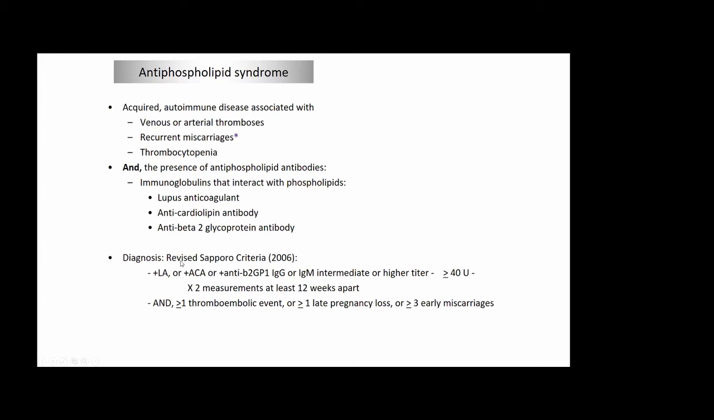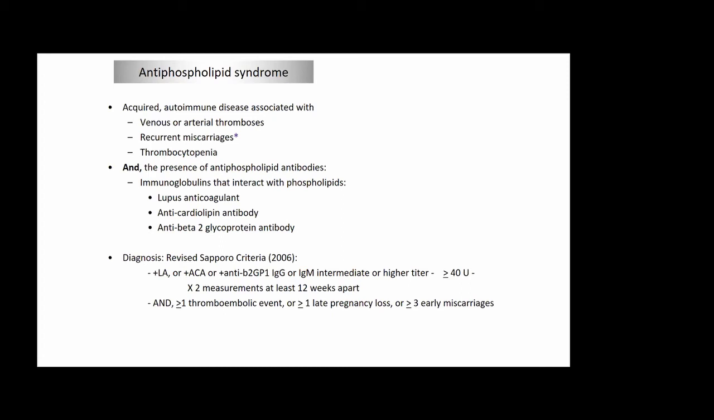And so according to the revised Sapporo criteria, the antibodies which will fulfill the diagnostic criteria are the lupus anticoagulant or anticardiolipin antibodies, IgG or IgM, or anti-beta-2 glycoprotein 1, IgG or IgM, at a titer of minimum of 40 units and measured and positive twice, at least 12 weeks apart. And this magical number 12 comes from the fact that most antibodies circulate in our body between about 2 and 12 weeks.